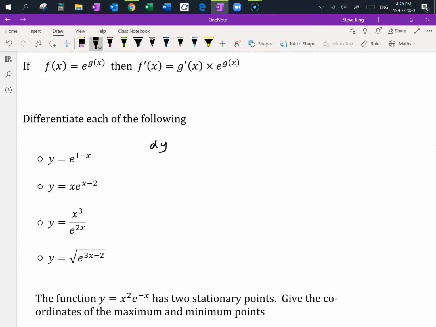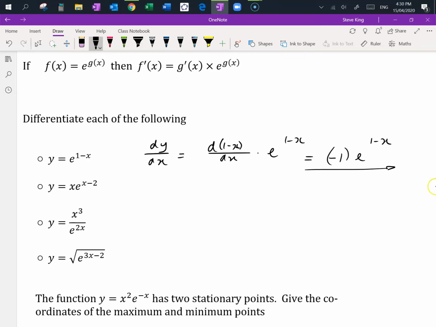So in the first case, if y is equal to e to the power of 1 minus x, dy dx is going to be the derivative of 1 minus x, d of 1 minus x over dx, times by e to the 1 minus x. And the derivative of 1 minus x is simply going to be minus 1. So it's going to be minus 1 times by e to the 1 minus x. That's what my derivative is going to be.